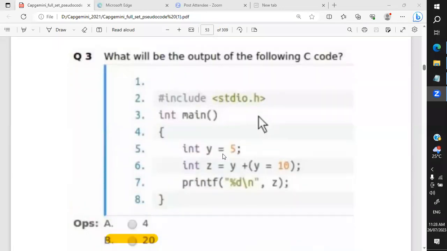Cool. Just see this question, everyone. Try to answer this.